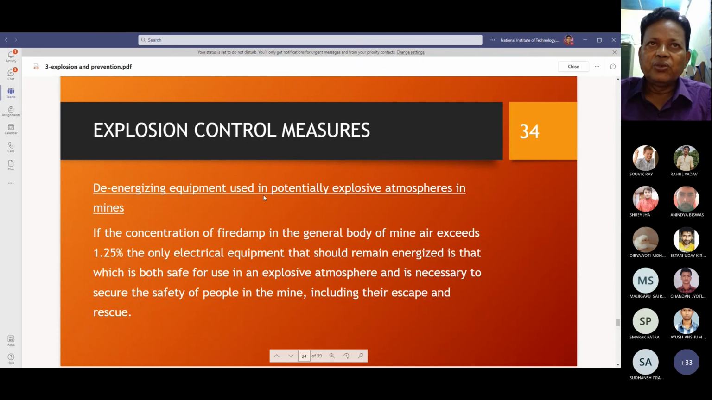de-energizing equipment used in potential explosive atmospheres in mines. If the concentration of firedamp in the general body of mine air exceeds 1.25%, the only electrical equipment that should remain energized is that which is both safe for use in an explosive atmosphere and is necessary to secure the safety of the people in the mine.